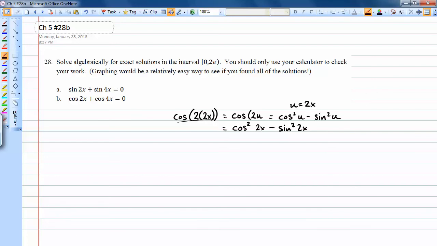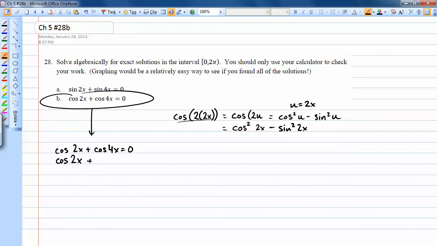So let me rewrite the original problem here. Actually, let me start with the original. Okay, so if I just leave this cos 2x here, there it is. And then the next term is going to be cos squared 2x minus sine squared 2x. That's what we turn the cos 4x into. Okay, so I'm kind of close, if you look at these two terms, to getting a quadratic where the variable, so to speak, is cos 2x. But this one presents a problem.